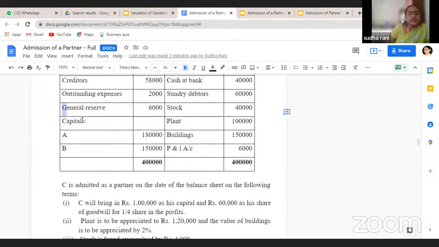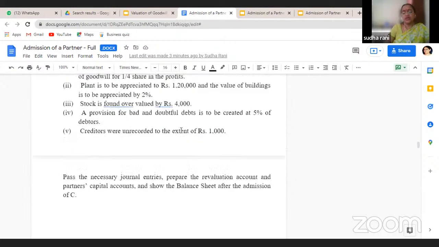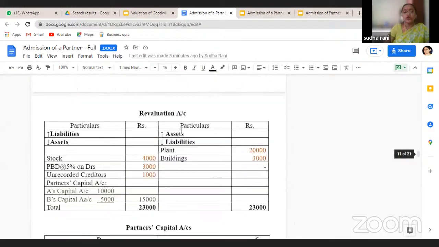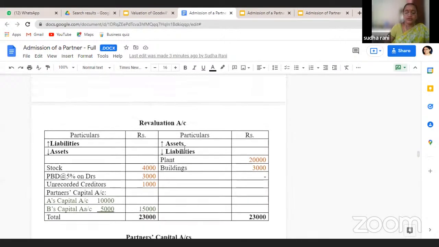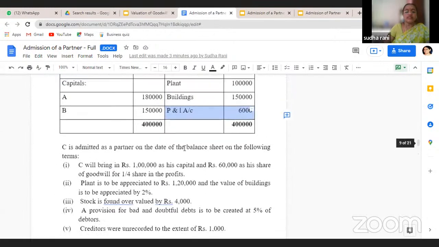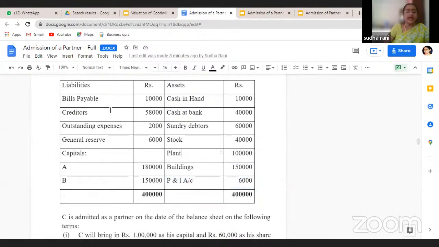But the accumulated profits, whatever you have taken in the partners' capital accounts, those are not to be taken. Remember, whatever values you have taken in the partners' capital accounts are not to be taken in the new balance sheet. Second point, whatever assets or liabilities you showed in the revaluation account, those are to be taken with the changed values. Third point, whatever items are not touched anywhere have to be taken as they are in the new balance sheet.